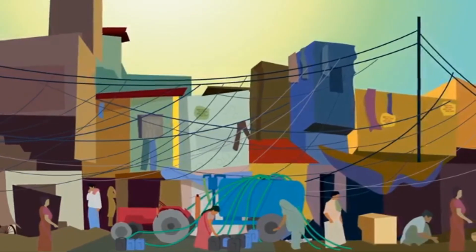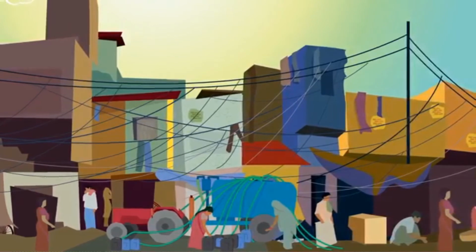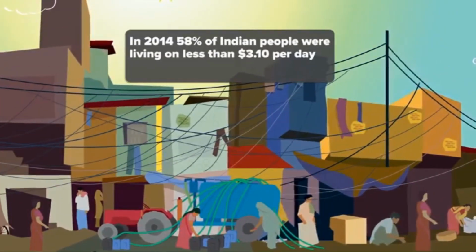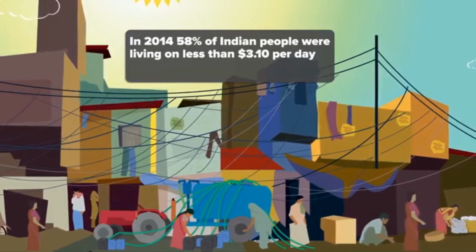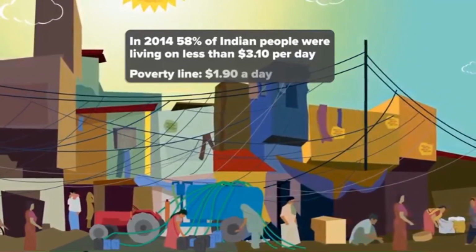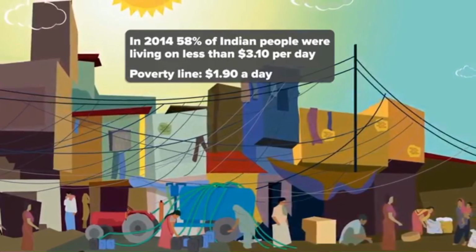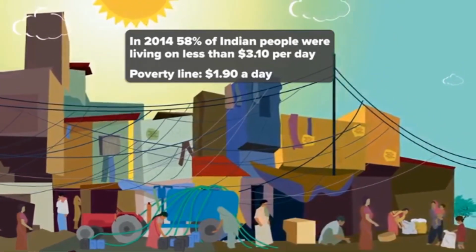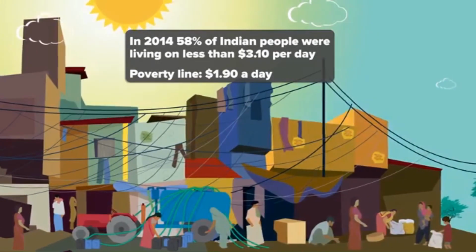India is developing due to its fairly amazing economic growth, but still it was reported in 2014 that 58% of the Indian population were living on less than $3.10 per day. India puts the poverty line at $1.90 a day. This may be enough not to starve to death, but we can imagine that those people living on that amount don't have the freedom and opportunities that Norway's less well-to-do people have.